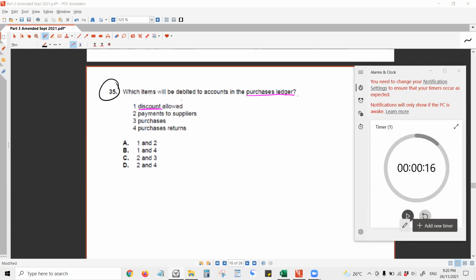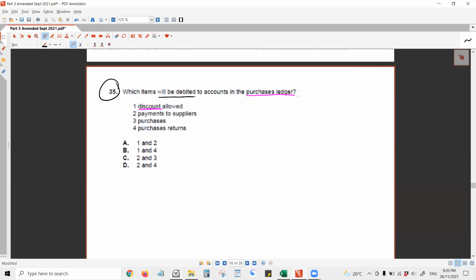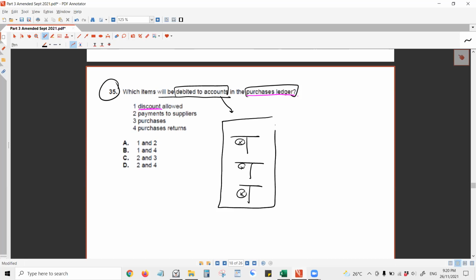This question asks you which items will be debited to accounts. Okay, so you know what is meant by accounts. Accounts means the T shapes. They ask you what items appear on the debit side of these accounts in the purchases ledger. So they are referring to accounts that appear in the purchases ledger section. So what are these accounts? Suppliers, right? So supplier account, maybe supplier 1, supplier 2, supplier 3, showing to us how much we still owe to the supplier.